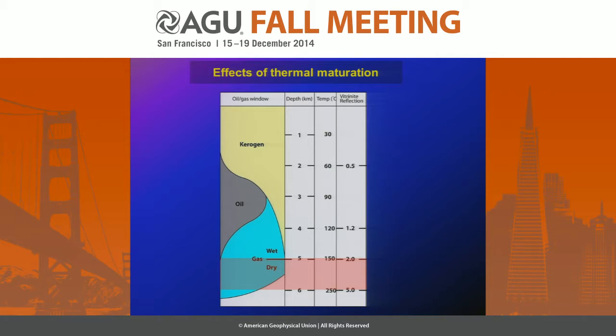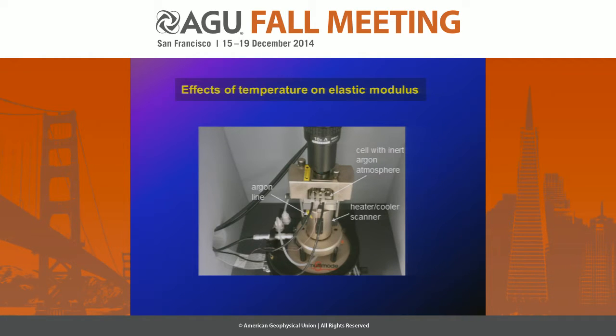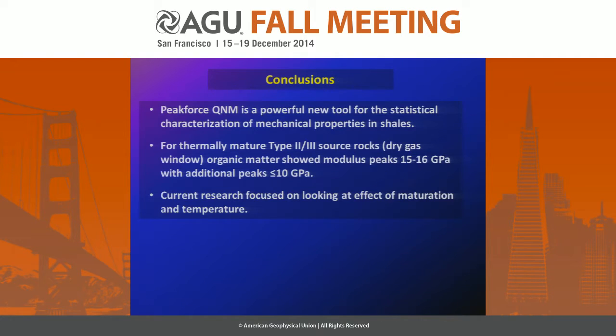So just to run ahead, we also want to look at thermal maturation. We were looking here in this particular window of very high maturation. We were going to look at samples, or we were already looking at samples, that are in the lower maturation range. We also want to look at the effect of temperature, so we can heat up the sample and map and image the surface as the temperature changes and see the effect on the modulus.